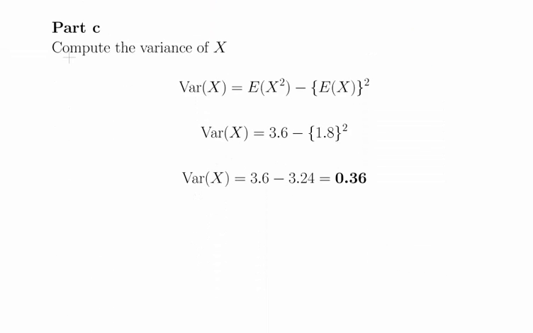So to compute the variance of X, we just use all of the information that we've gathered. The variance of X is the expected value of X squared minus the expected value of X, squared. So that's 3.6 minus 1.8 squared, 3.6 minus 3.24. That gives us an answer of 0.36. That is the variance of X. That's all of the information that we're required to gather. That's a discrete random variable worked example.